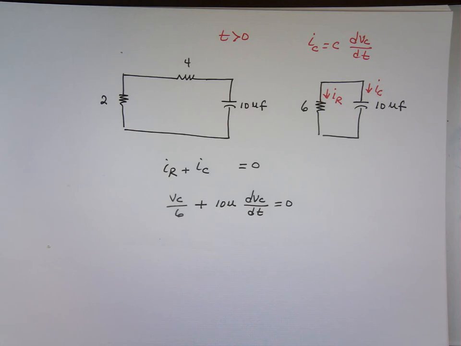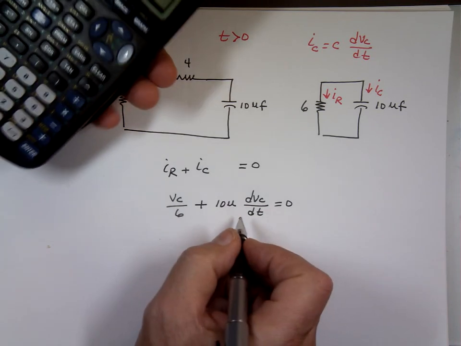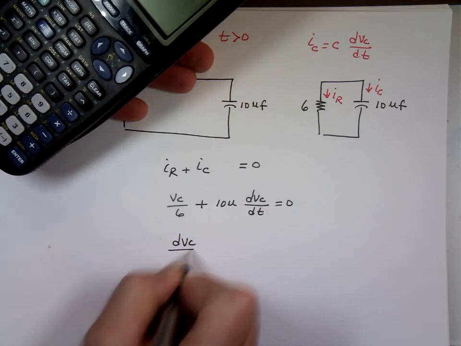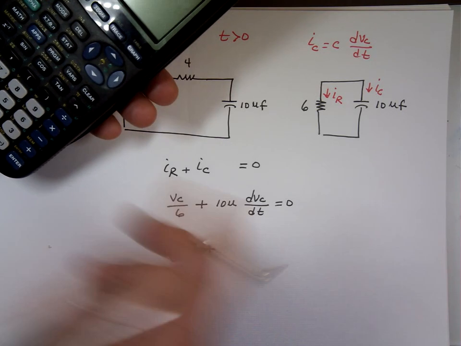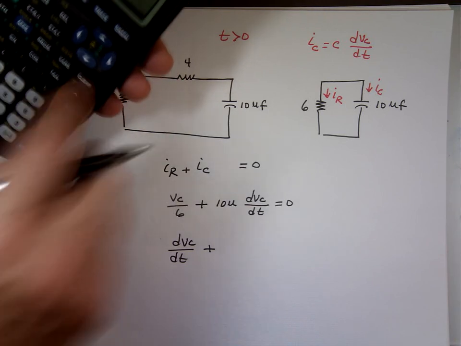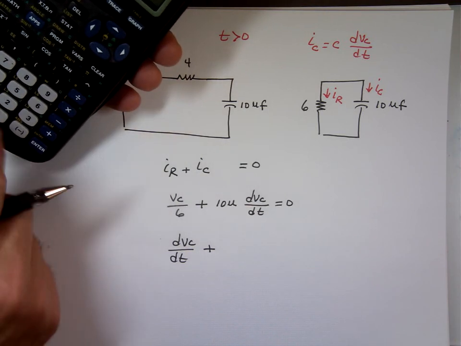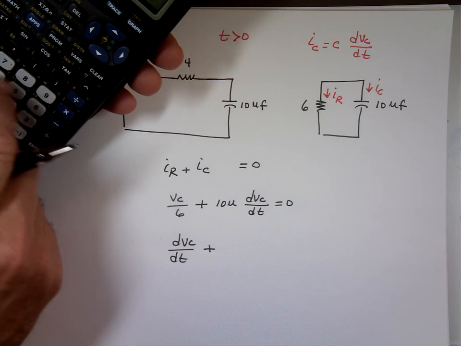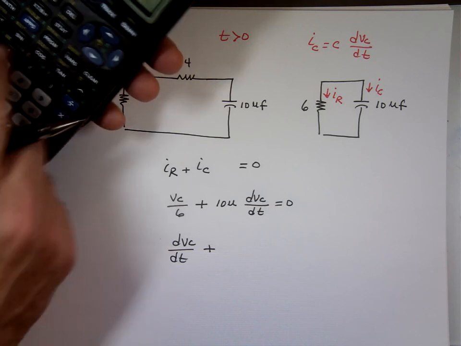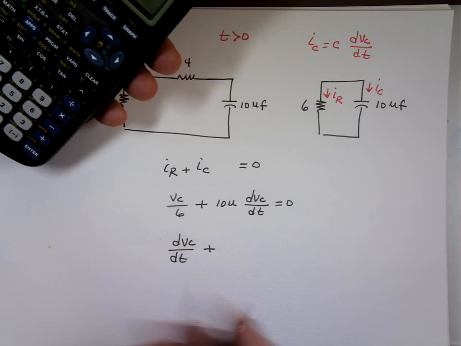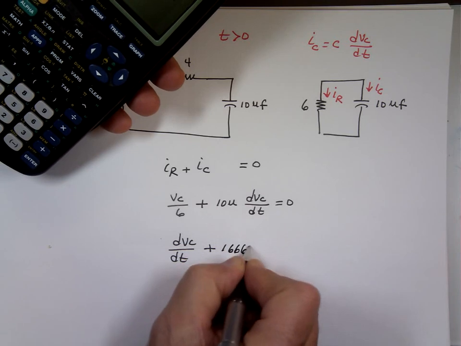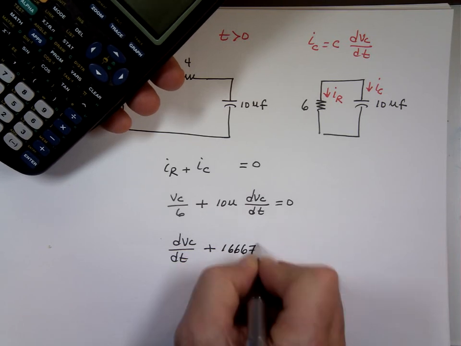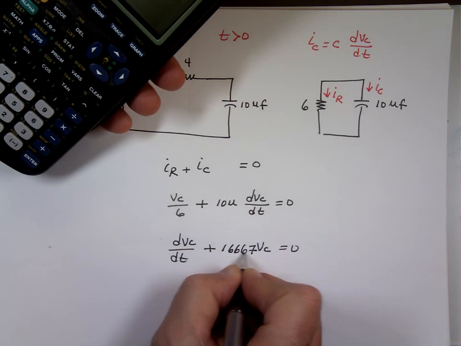Let's divide by 10 micro. So dVc/dt, that's 1 over 6 divided by 10 micro. 1 divided by 6 divided by 10 micro. Where's that EE? Here we go. I got 16667 roughly. VC equals 0. 16,667.